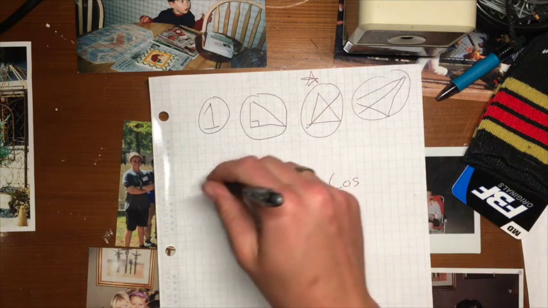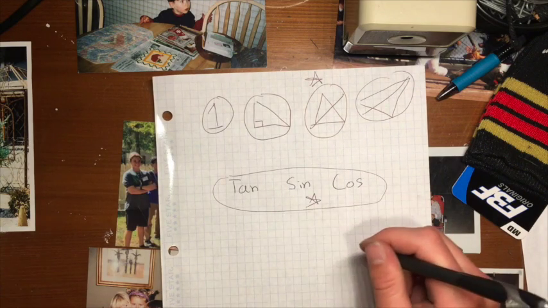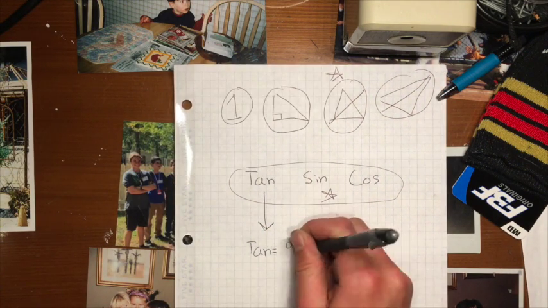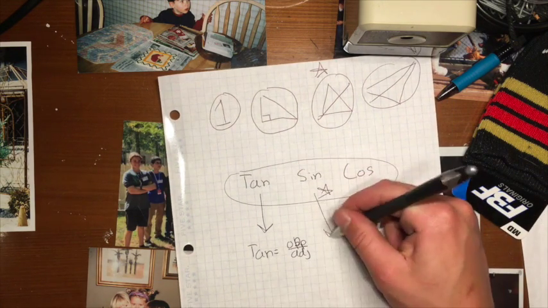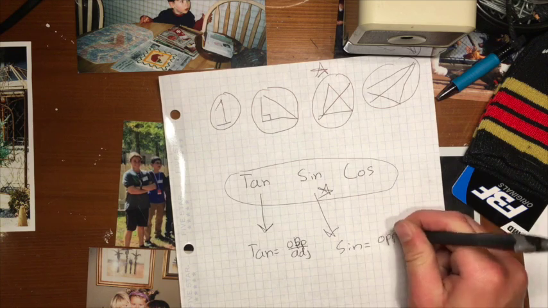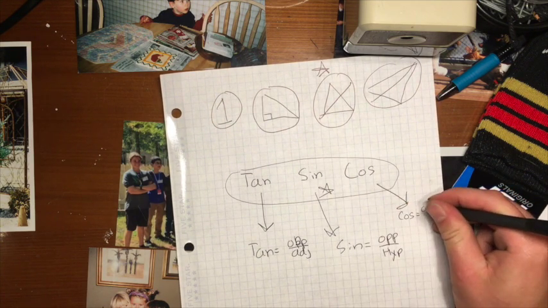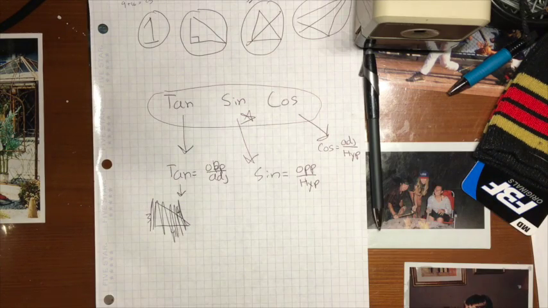These are the three main trigonometry functions, and the most basic. Tan is equal to opposite over adjacent. Sine is equal to opposite over hypotenuse, and cosine is equal to adjacent over hypotenuse. These are all used for finding sides of triangles. I will demonstrate a few.